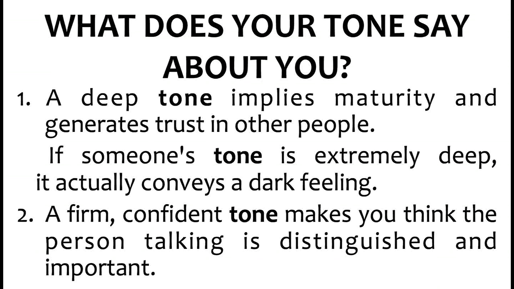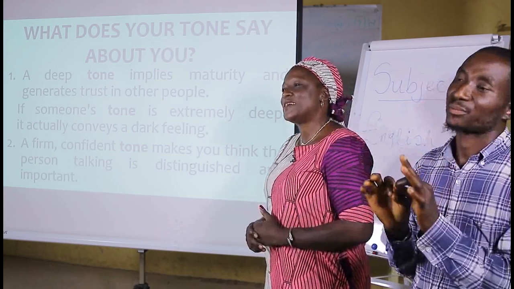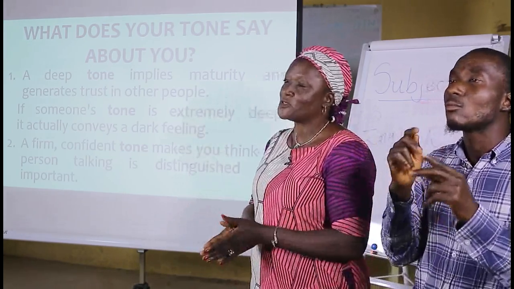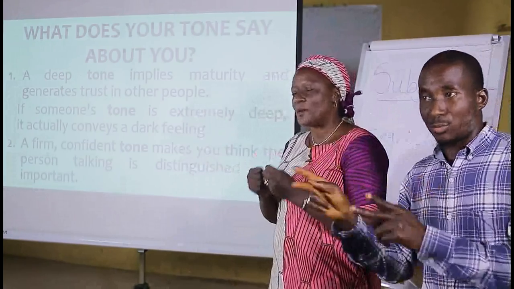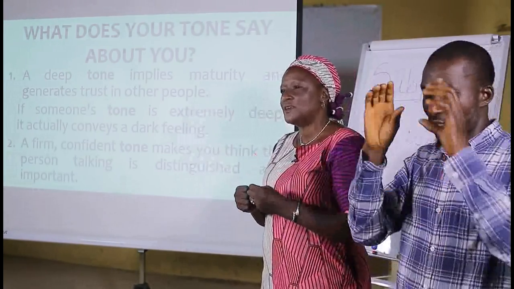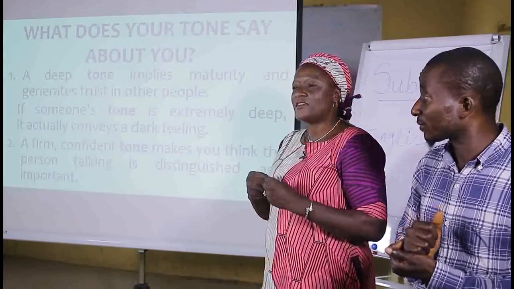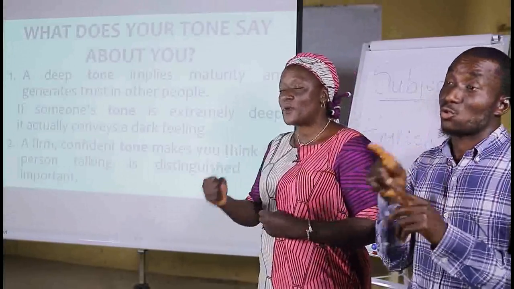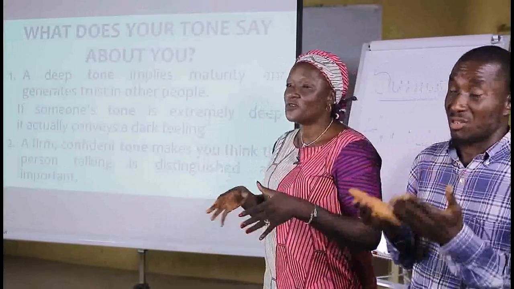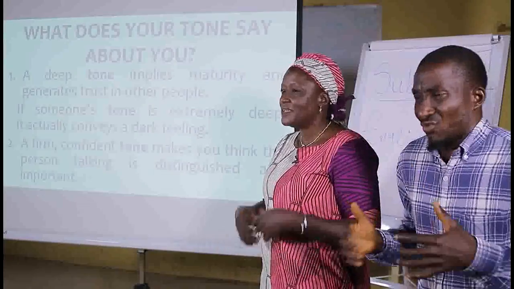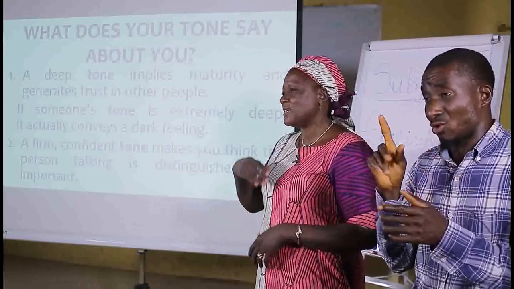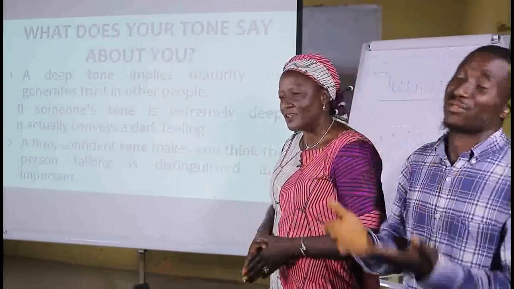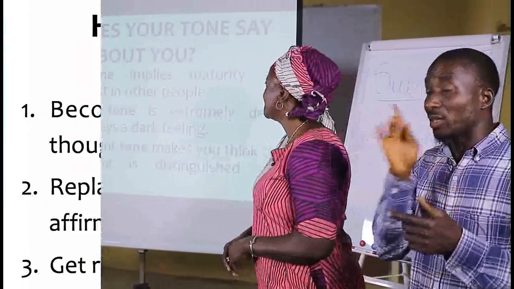Number two, a firm, confident tone makes you think that the person talking is distinguished and important. When someone is doing public speaking, by the time you stand in front of your audience, they need to be firm. They need to be confident. By the time you are firm, you're confident, it gives the interpretation that you are distinguished. It means you are important. But when you go speaking or addressing people and already you are fidgeting, you are nervous, it tells them there's no credibility here, there's nothing to offer, so let's just go away. So learn to be firm and confident.